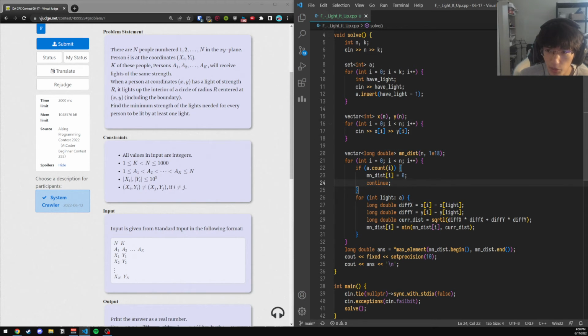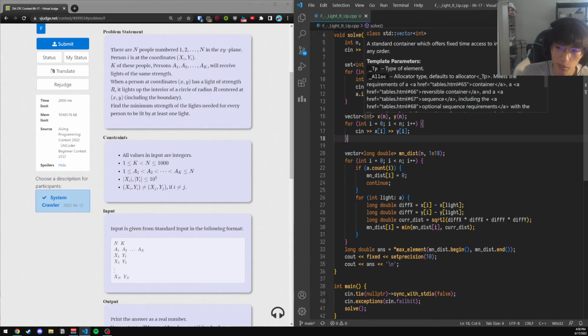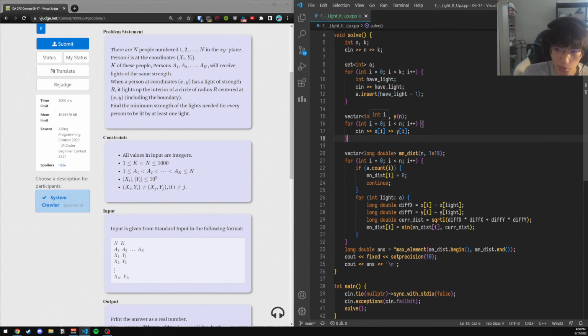And then for everyone else, I read in the x and y coordinates. You could also read in a vector of a pair of ints or something, but that makes it unnecessarily complicated. So if you can, I would recommend having an x vector and a y vector. If you're sorting, then you might need to combine these values together. But if you're not going to mess with the order of the data, then you can have it individually like this.